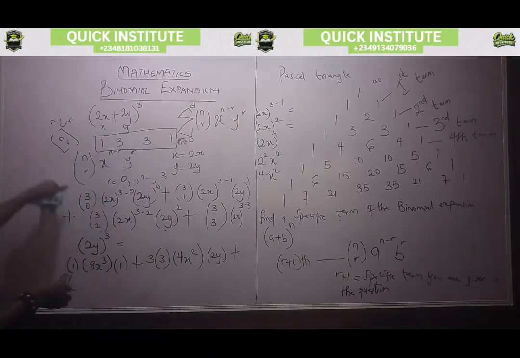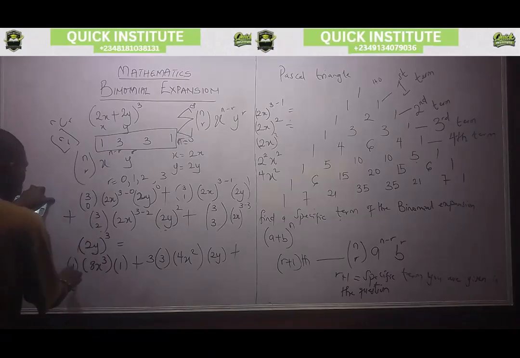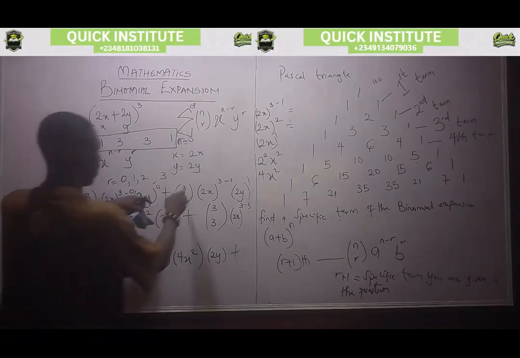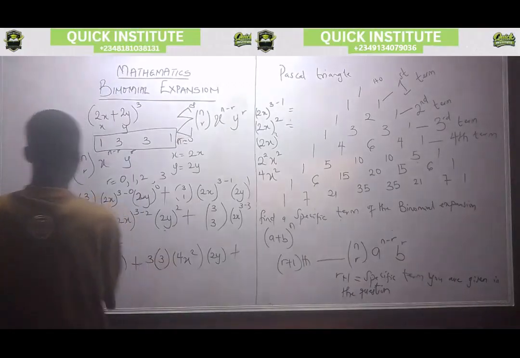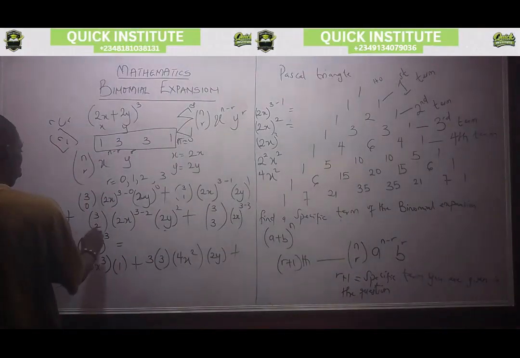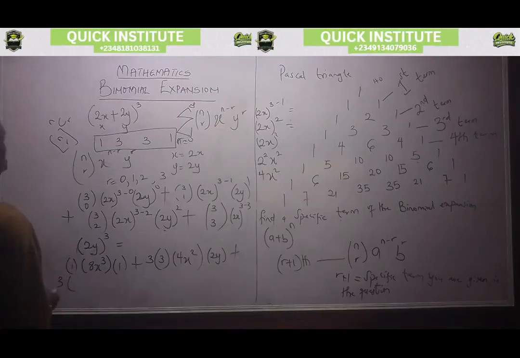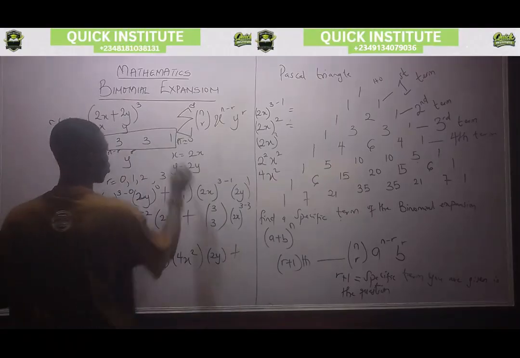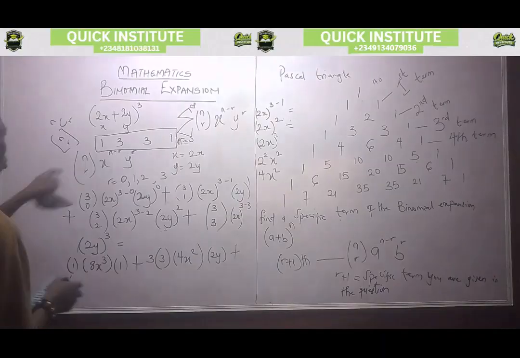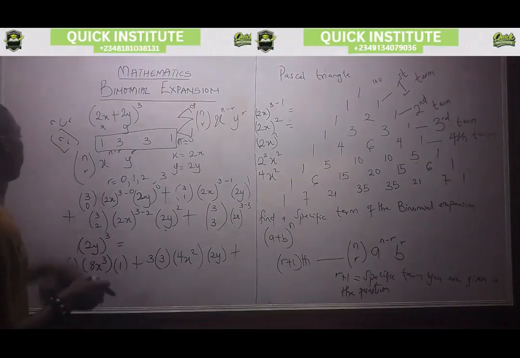So now you have 3 combination 0, which is 1. Here now you have 3 combination 1, which is 3, so 3 here. And here we have 3 combination 2. If you do 3 combination 2, you see the same thing as 3. That is 3 here. And 3 combination 3 is 1. That's it. So you can use this for your combination.